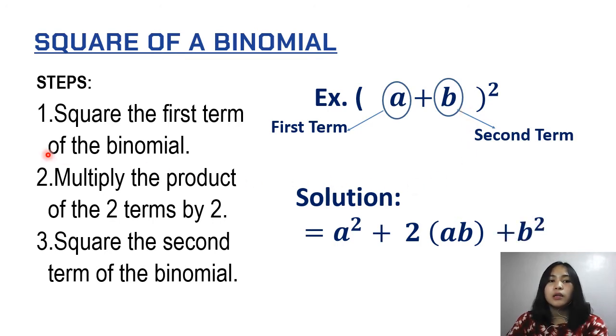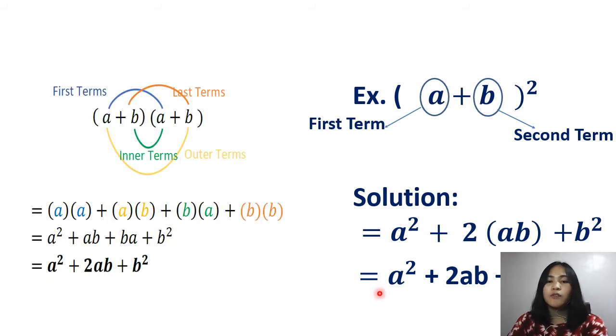So now, square the first term of our binomial. That's why it becomes A squared. Now, multiply the product of the two terms by 2. So we have the term A times B, product daw nila, i-multiply sa 2. And for the third step, we have B squared. So it becomes A squared plus 2AB plus B squared. So as you can see, it is the same as we have in our FOIL method.